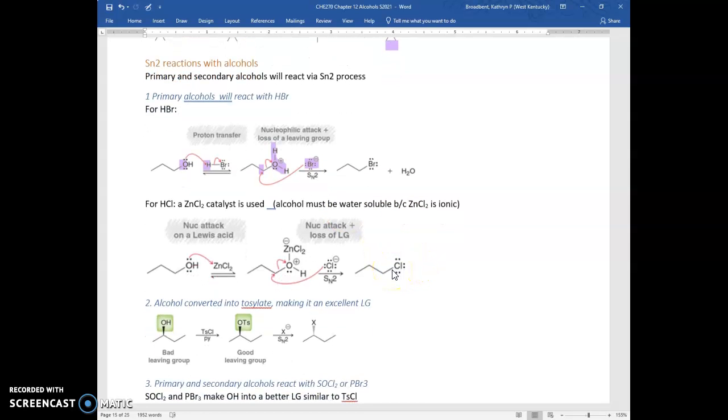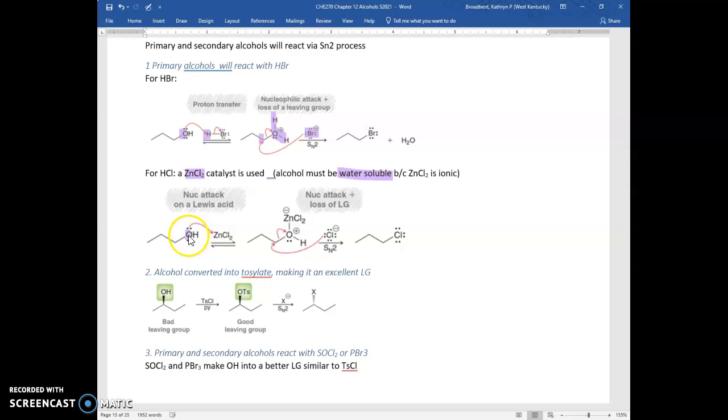For hydrogen chloride, a catalyst has to be used, and so you have to have this zinc chloride, and it's ionic, and so it has to be water soluble. You can only use this then with smaller alcohols that are water soluble. And again, we have an alcohol that's going to attack the zinc this time, and then this makes a good leaving group so that the chloride can attack the carbon at this position.